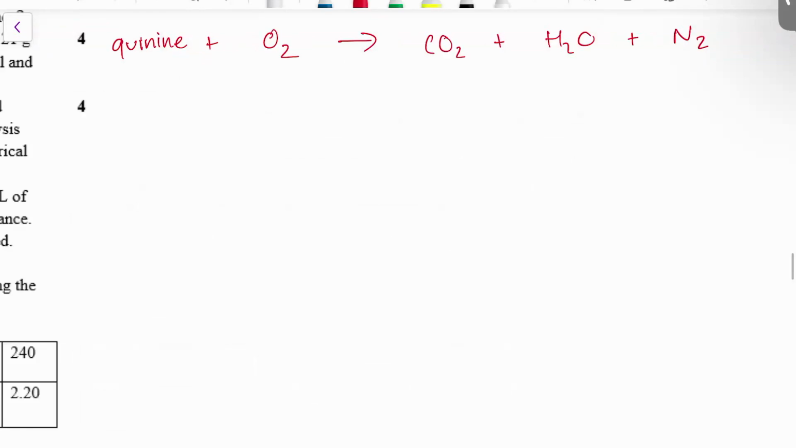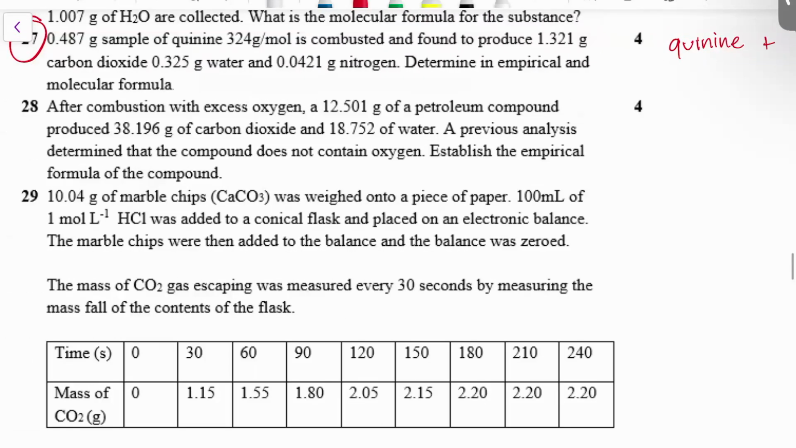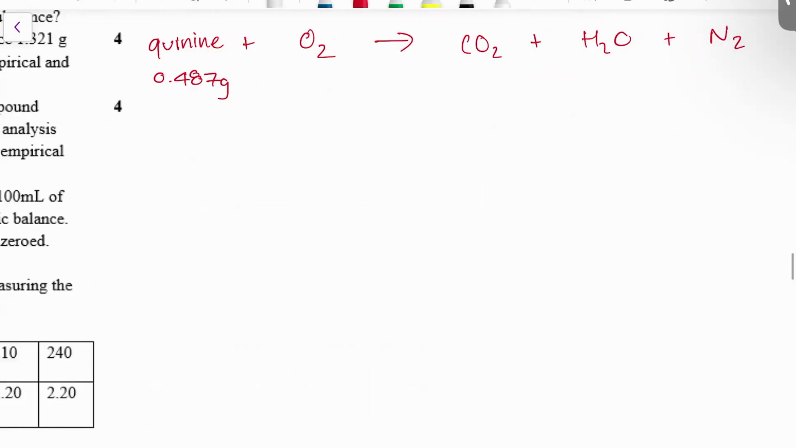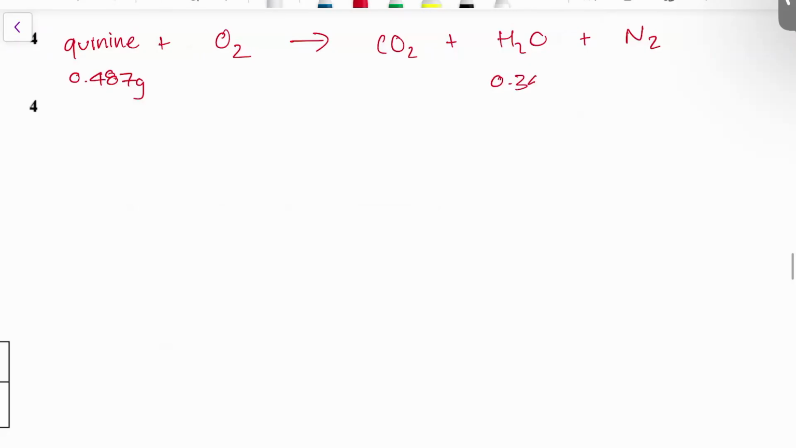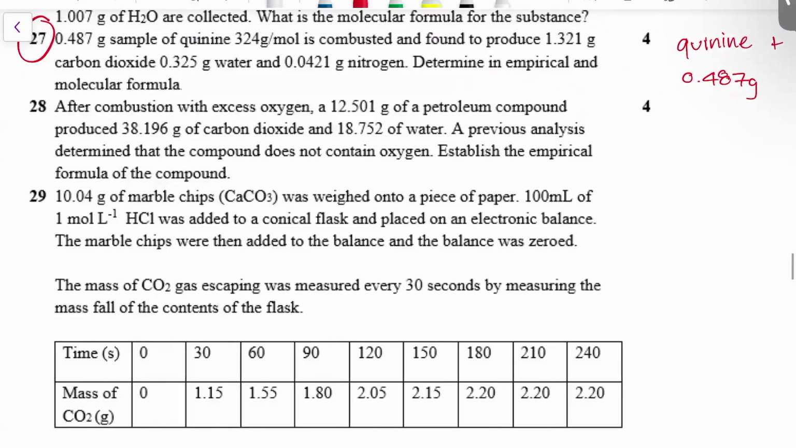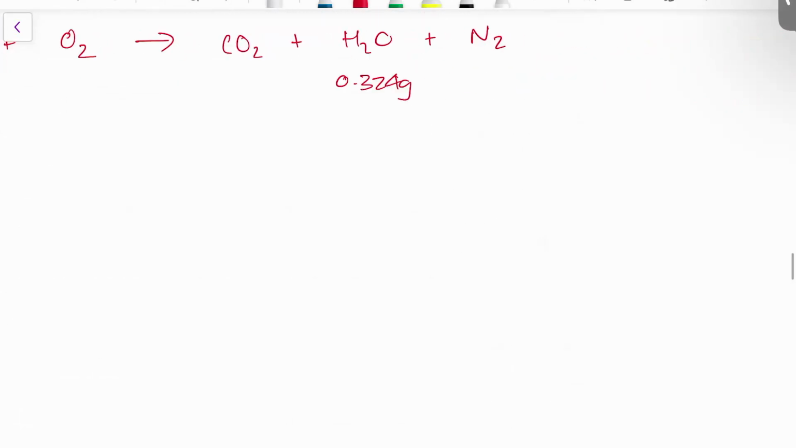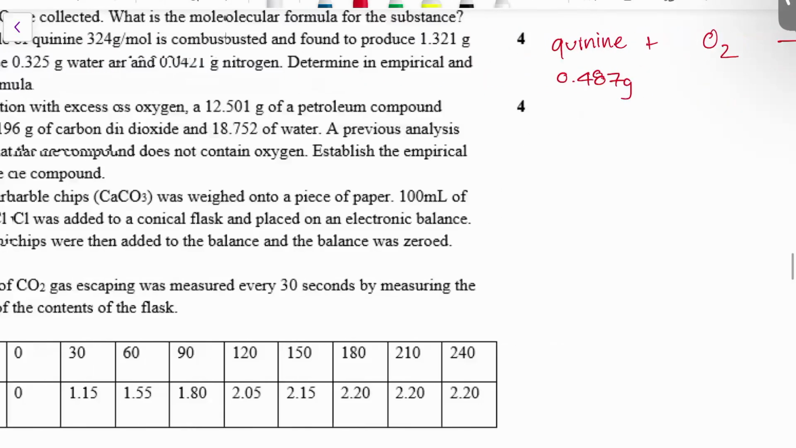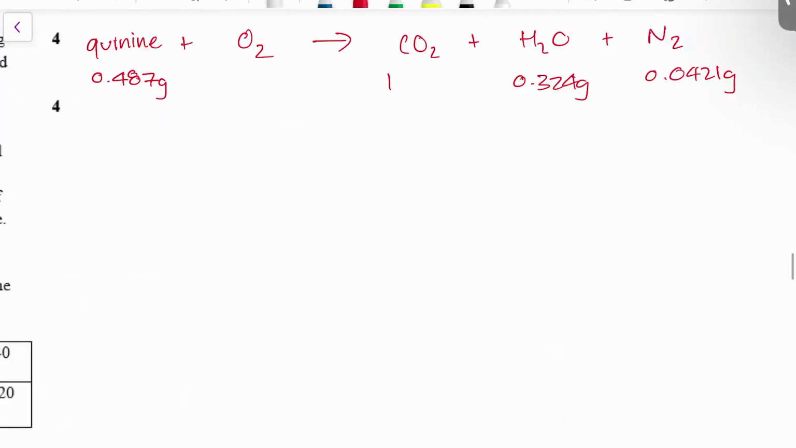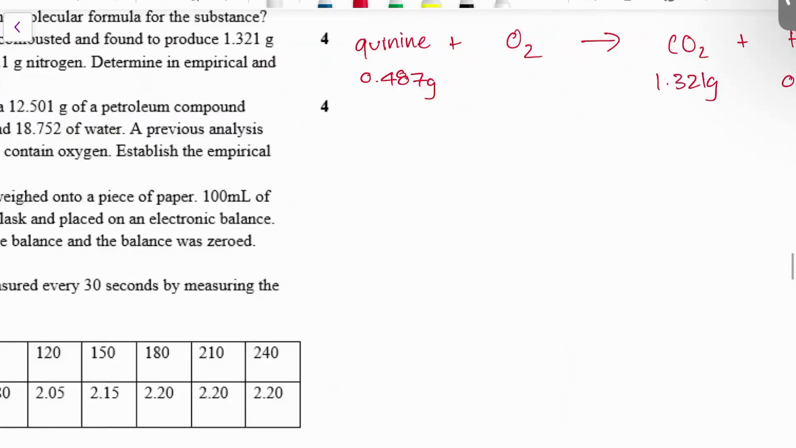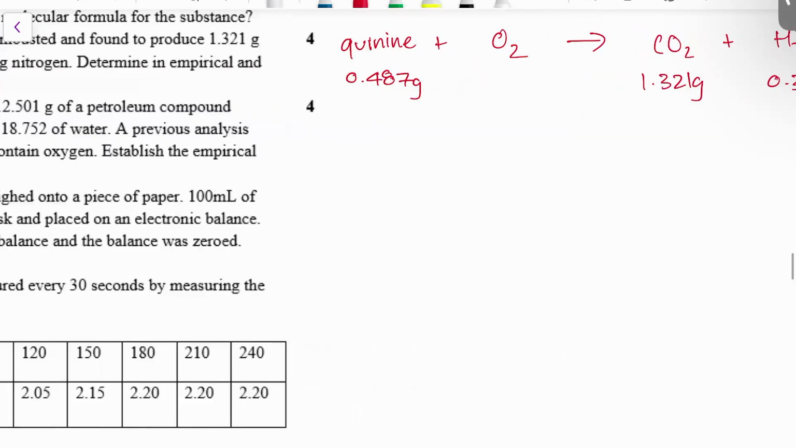I'm going to label what I've got on here. I've got 0.487 grams of quinine. I've got 0.324 grams of water. And I've got 0.0421 grams of nitrogen, and then the CO2 was 1.321. They also told me quinine was 324 grams per mole.